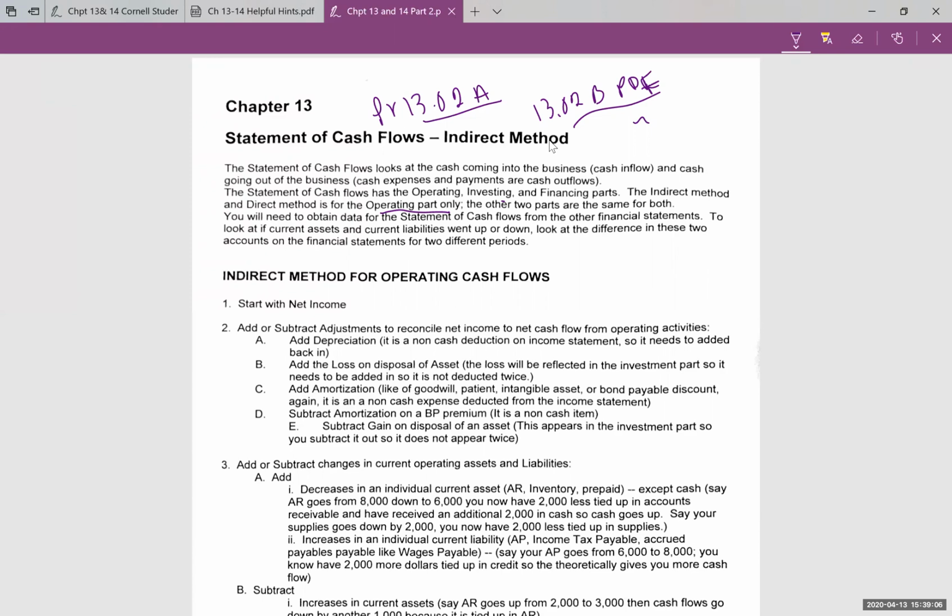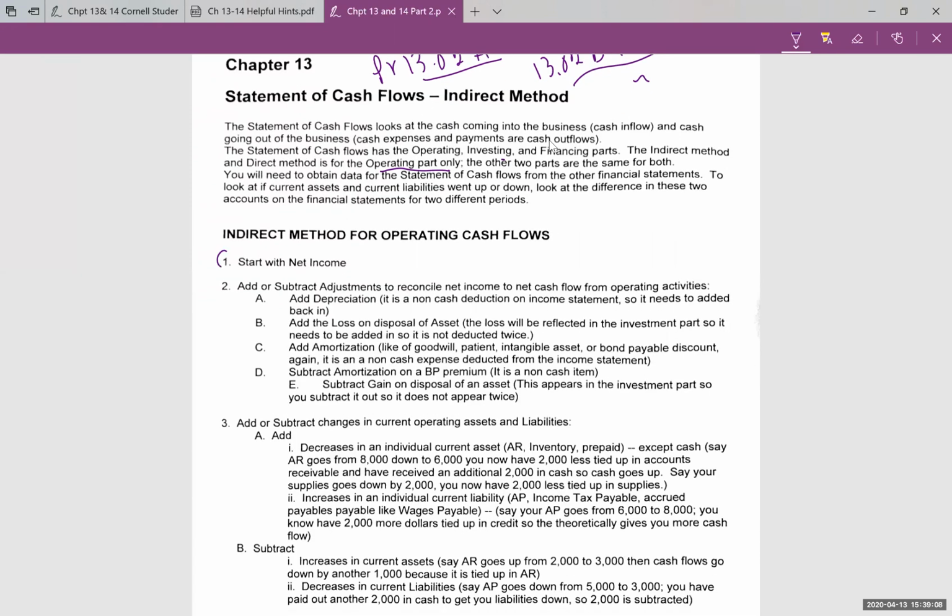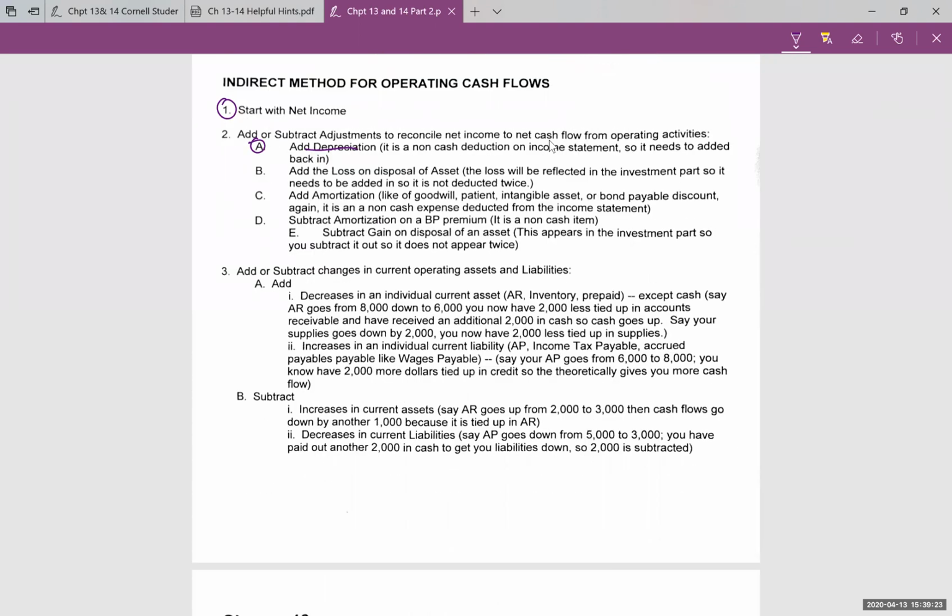Always remember on this one, you're going to start with the net income. So when you go to make your statement of cash flows, start with your net income. Then I believe there's only one thing you have to add back for the next part, and that's the depreciation. And then step 3, this is where it gets a little tricky. Add or subtract depending on what's going on.